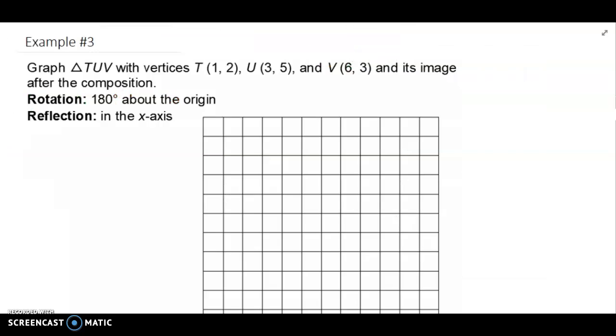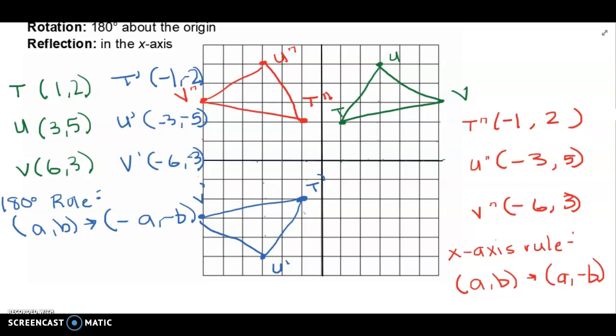All right, I want you to go ahead and try to do example 3 on your own, and then we'll go over it. All right, so this is what you should have gotten. Okay, so my green is my TUV, which goes to my blue, which is my T prime, U prime, V prime. And then remember, we're putting the third operation according to the second one. So we're starting with the second one. We don't go back to the first. And so from here, we go to here. So what's in red would be my final thing.